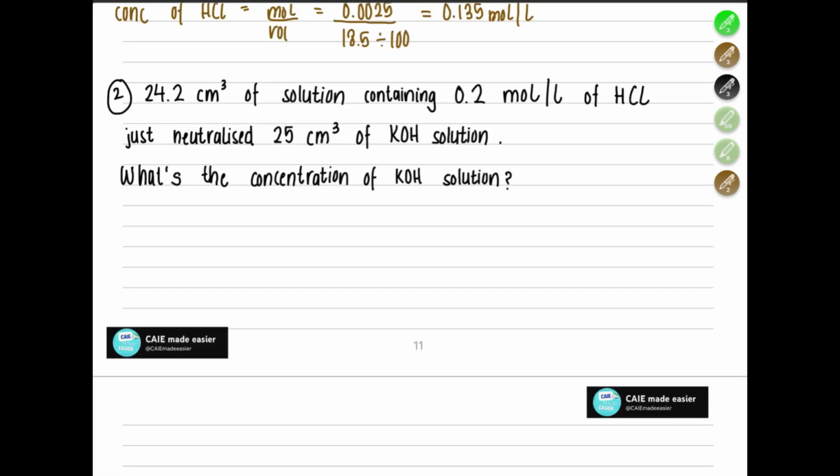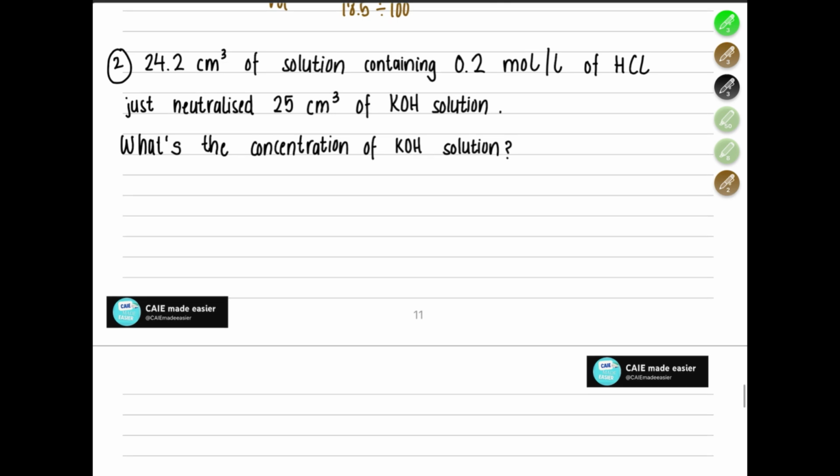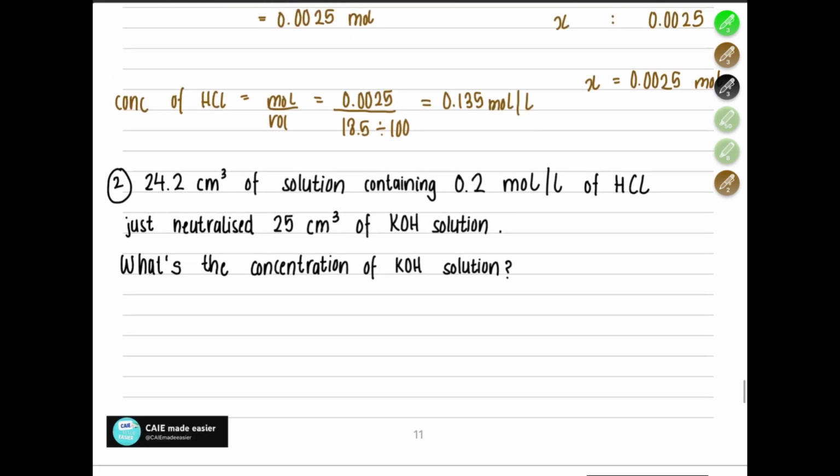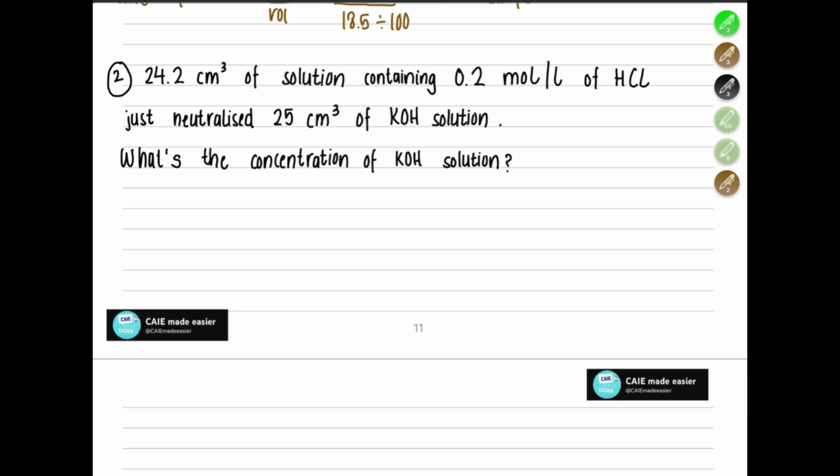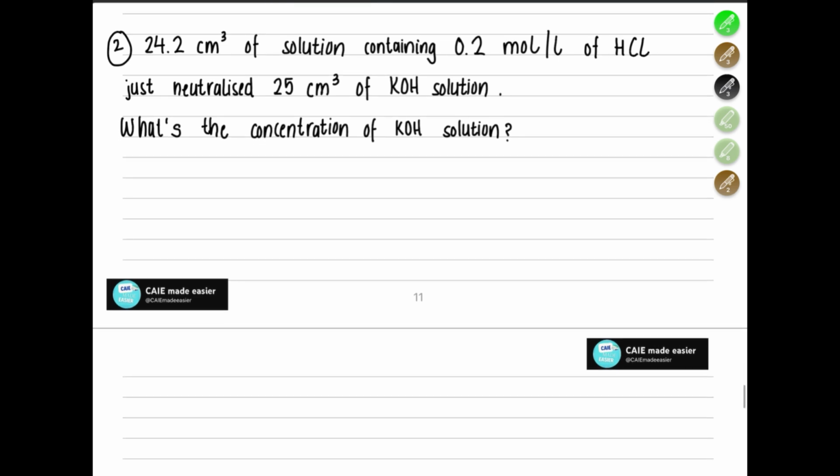Now, there's another example of titration. Please pause the video and try to solve it. We just follow the same steps as before. Okay, now let's try to do this together. So they're saying 24.2 centimeter cube of solution containing 0.2 mole per liter of HCl just neutralized 25 centimeter cube of KOH solution. What is the concentration of KOH solution?